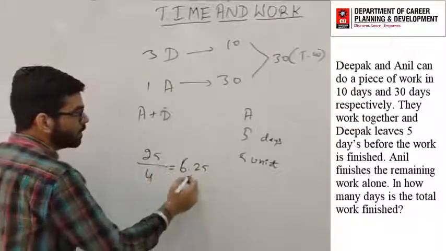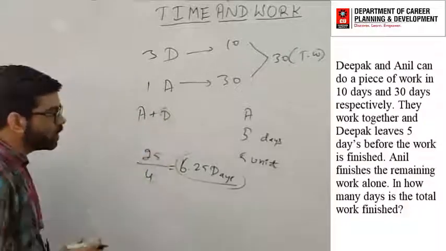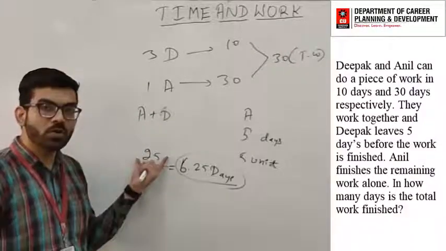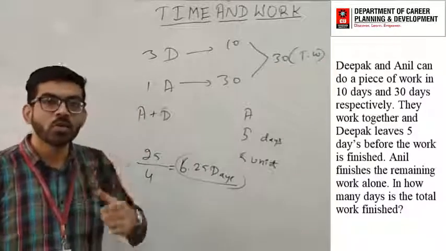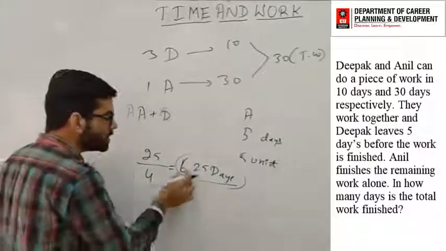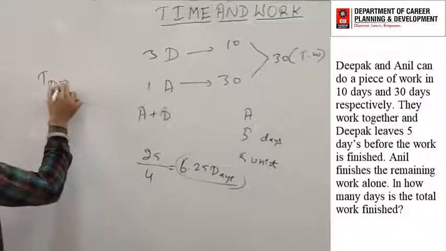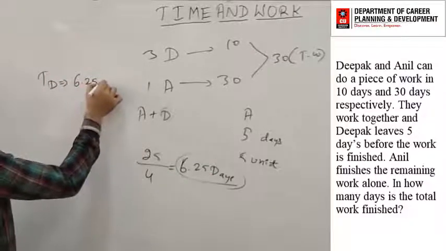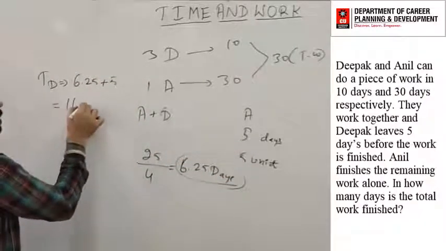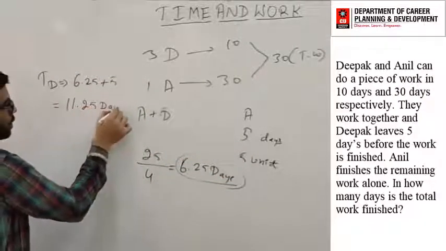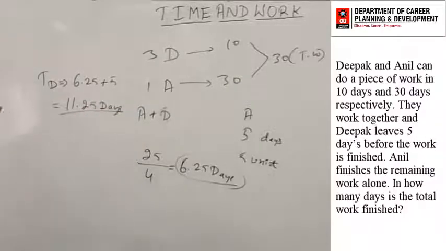So for my next part, this is the number of days taken by A and D together to complete 25 units of work. Now as per the question, you need to find the total number of days. So the total number of days comes out to be 6.25, plus these 5 days. So the answer comes out to be 11.25 days. So this was your answer. Let's move to the next question.